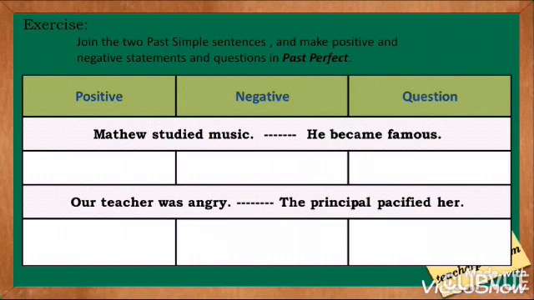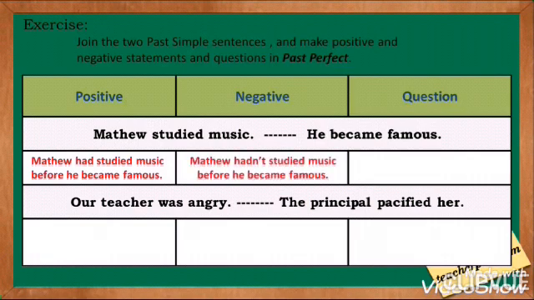So this is the first exercise for us. Join the two past simple sentences and make positive and negative statements and questions in the past perfect. The first example here, Matthew studied music. He became famous. So the first action is Matthew studied music, and the second one, he became famous. Let's put it in the positive form of the past perfect by using the keyword before. I'll say Matthew had studied music before he became famous. This is the positive form. What about the negative form of that statement, by using before? Matthew hadn't studied music before he became famous. What about the question form of that statement by using before? Had Matthew studied music before he became famous?